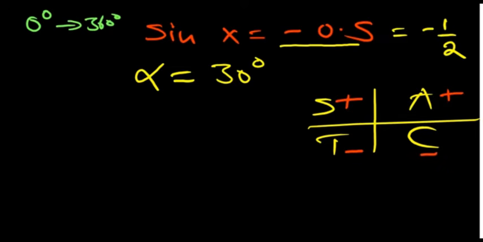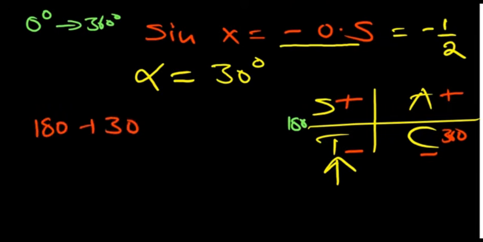So therefore, what should we do? We said for you to find the angle in the third quadrant, you add to 180. And then in the fourth quadrant, subtract from 360. So therefore, possible values of x are going to be 180 plus 30, and 360 minus 30.